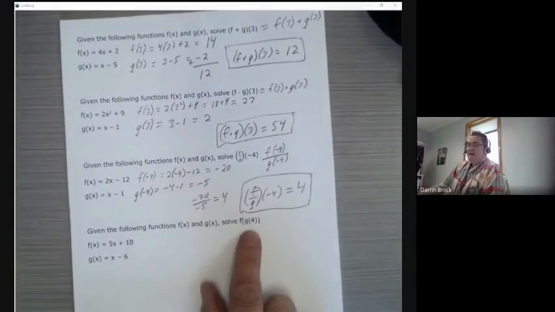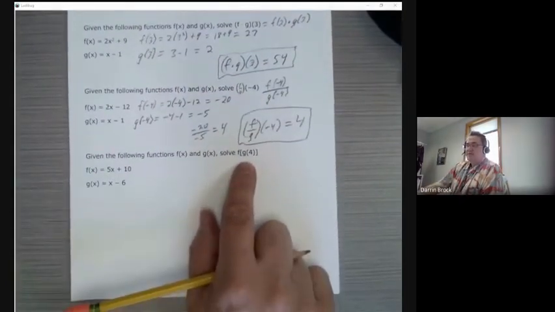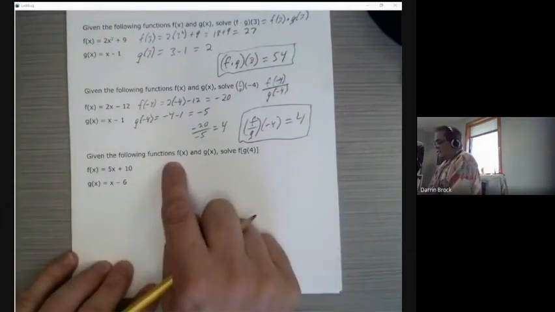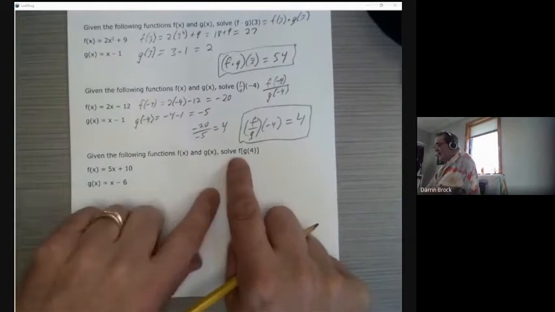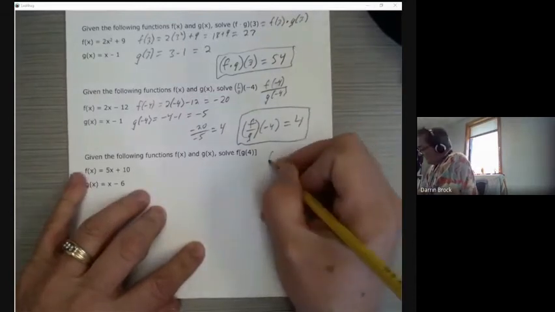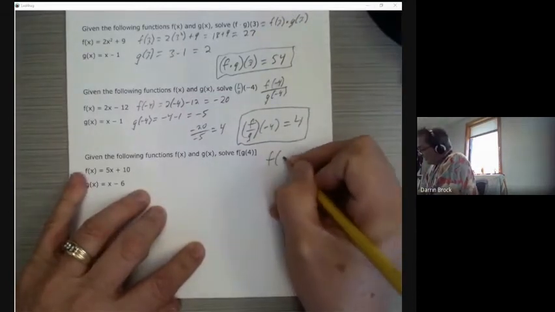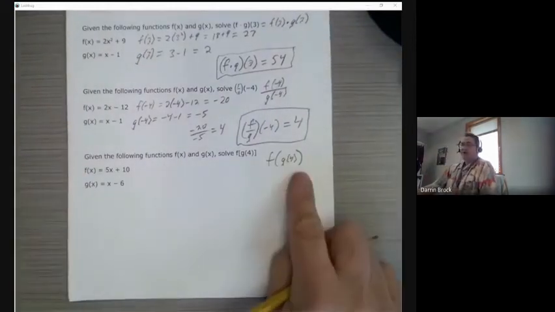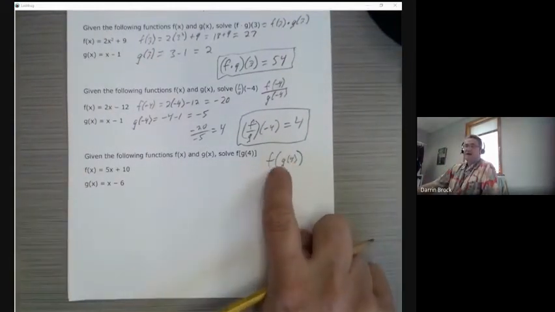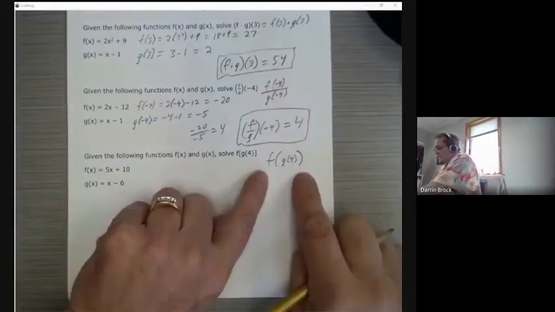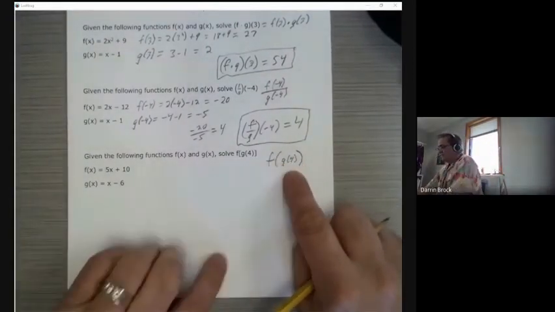This one works a little bit differently, so I wanted to make sure to have one of these examples on here. This is, given the following functions, f of x and g of x, solve f of g of 4. They use a bracket in there because, generally, they don't put a double parentheses. They'll use a bracket and then a parentheses just to differentiate. But it's the same thing as f of g of 4.